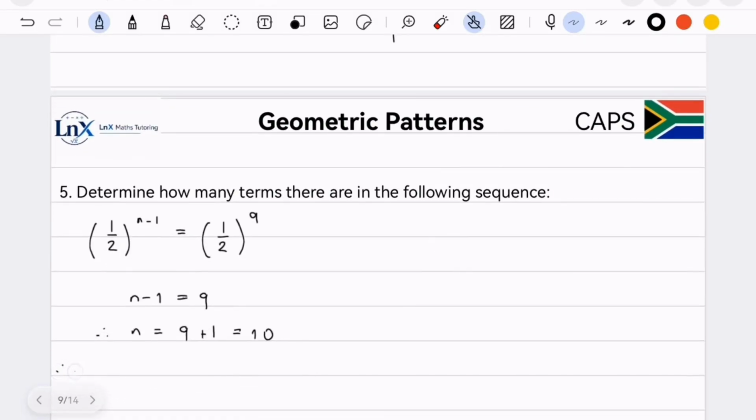Therefore, in actual fact, in the sequence we have 10 terms. There are 10 terms in the sequence.